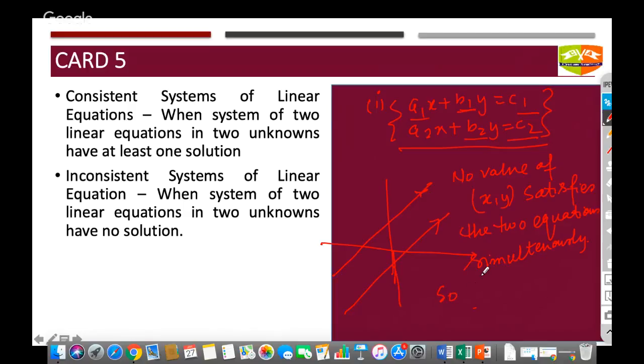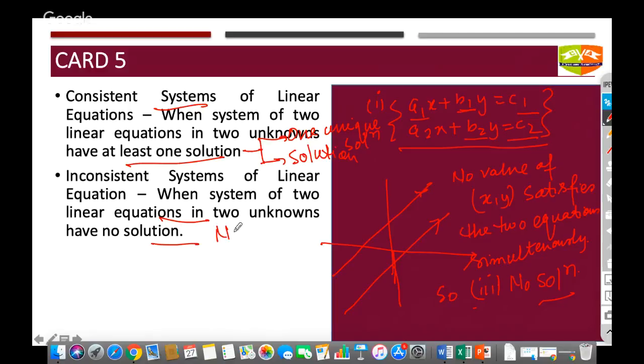So in that particular case, the third condition, which is no solution, would be observed here. Now what do I mean by no solution is these two kinds of cases. So consistent means either one unique solution or infinite solutions. So if you read what I have written over here, a system of consistent linear equations: when a system of two linear equations in two variables has at least one solution, I'll have a consistent system. And an inconsistent system means we don't have any x and y value satisfying those systems. So we'll have no solution.